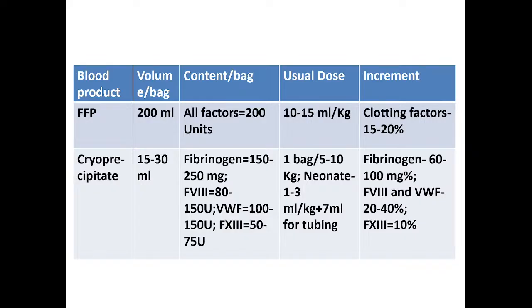So, cryoprecipitate does not contain all factors. If factor 9 deficiency is there, you can't give cryoprecipitate. Remember, in factor 9 deficiency, hemophilia B, you can't give cryoprecipitate. The only option for blood is FFP. So, 1 bag per 5 to 10 kg is the dose; for a neonate, 1 to 3 ml per kg plus 7 ml for tubing.